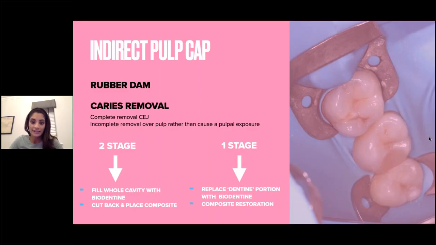Now I think actually that's not so much of an issue if you put quite a thick layer of biodentine down. So don't use it in thin section. Put at least a 2 millimeter layer in, and then I think that gives it enough time for the composite to not cause too many issues with it.